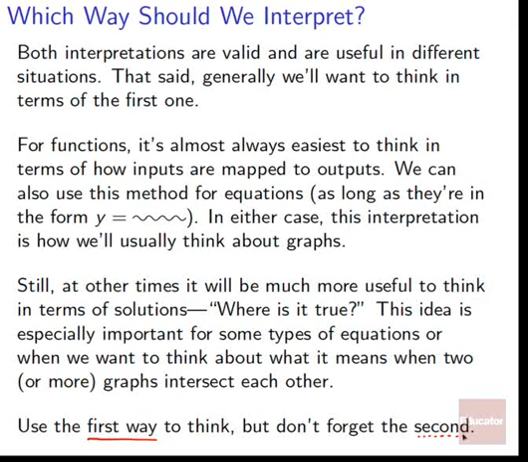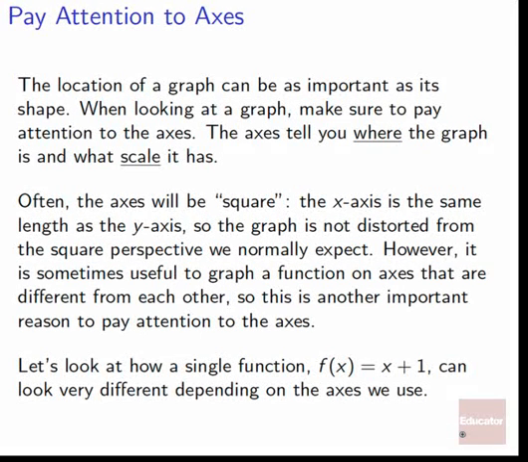All right. Now that we understand what it's about, let's talk about axes. The axes are just the vertical axis and the horizontal axis, those lines that we are graphing on. The location of a graph can be as important as its shape. The location is set up by its axes. We want to pay attention to these axes. The axes will tell us where the graph is and what scale it has.